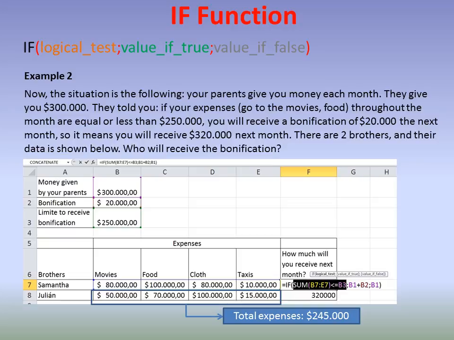For example, for Julian, the total amount of expenses was 245,000. So he will receive 320,000 for the next month. Pay attention that, in this second example, instead of a message in the value if true, you have an operation of two values. So the value if true, value if false could be anything, a message, an operation, even an AND function. It depends on the problem.